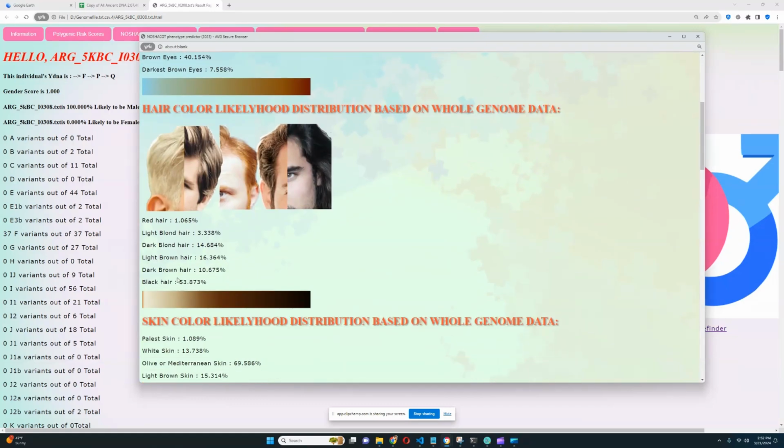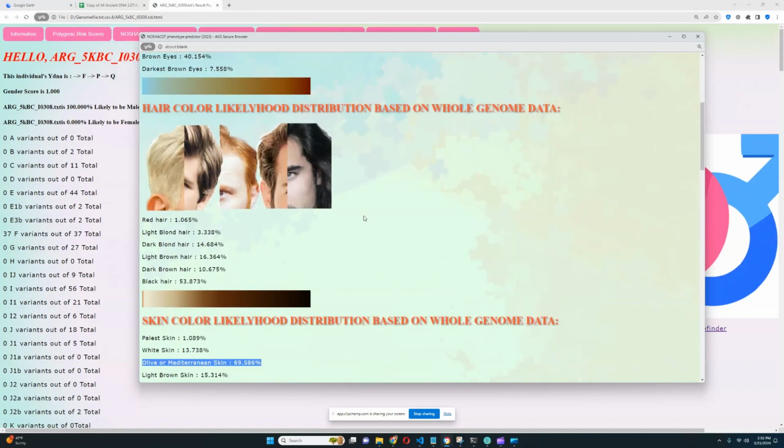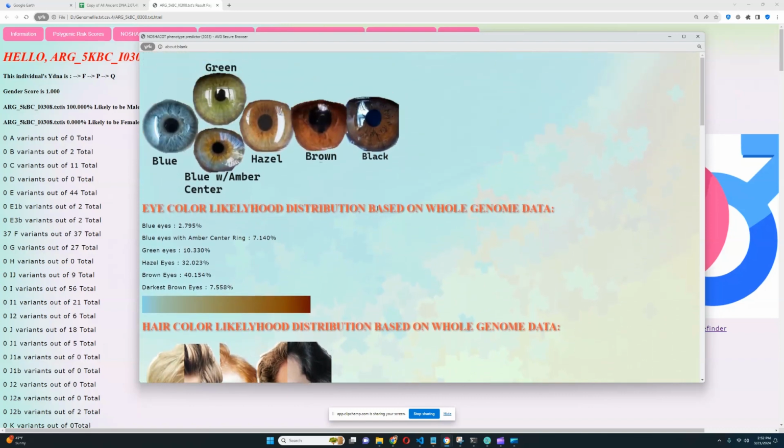For hair color, most likely he has black hair. But there is also a likelihood for dark brown or light brown or even dark blonde hair here as well. We will explore that portion of the result a little bit later. And for skin color, he is scoring olive or Mediterranean skin. All of these results are extremely uncharacteristic for a Native American and very characteristic for somebody from, say, Europe.